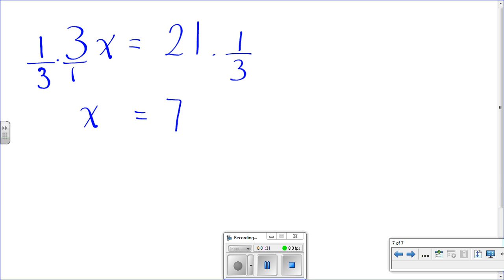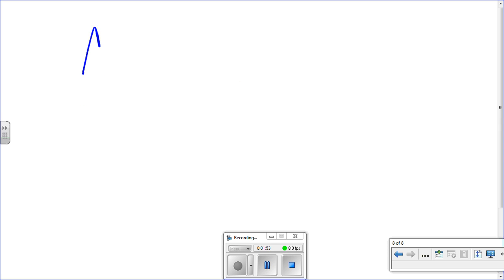You can't divide matrices. There's no matrix division, but you can multiply by inverses. Okay? So let's say we've got two matrices. Matrix A times some matrix X that we don't know. But when I multiply them together, they make matrix B.